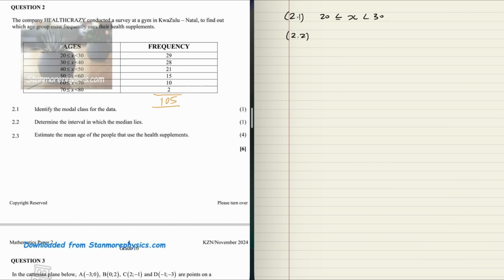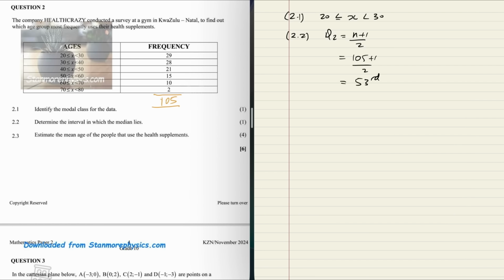And we want to figure out what is the median being the middle. So 105 plus 1 divided by 2. So we're looking for the 53rd data point. So again, to calculate median, which is Q2, we're going to say n plus 1 over 2, 105 plus 1 divided by 2, which is 53rd position.